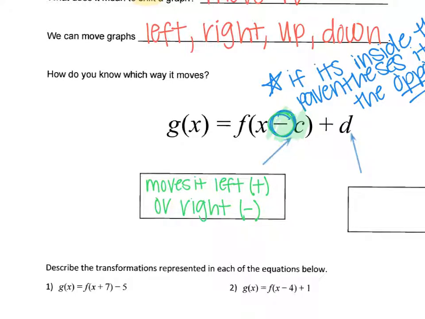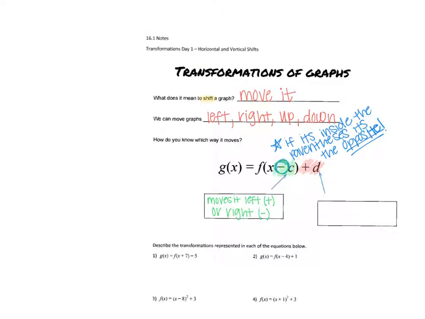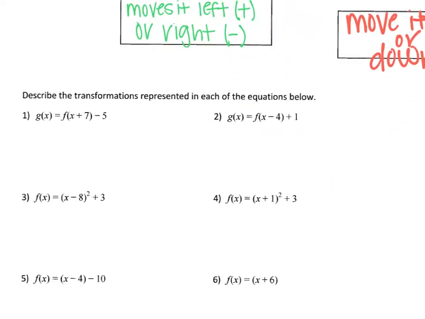Now, this plus d moves it up or down. You move it up if it's positive, and again, this is because there's not a minus sign here, it's a plus, or you can move it down, which is negative. So you're just looking at these signs. And that's literally all there is to moving graphs up and down for any kind of function, quadratic, linear, exponential. So let's try some examples and see if we can get the hang of it.